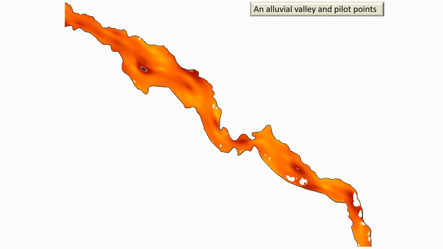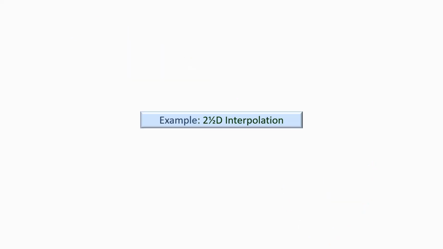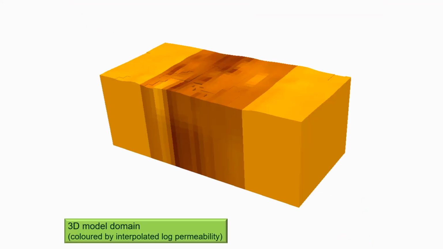And there's a close-up of part of the valley. Here's another example of creative use of PLPROC. In this case, the model is actually a geothermal model. This is a tough model. We've got a three-dimensional model domain, in this case a rectangular prism, with the top surface following the topography of the land. This is a couple of kilometers in depth.